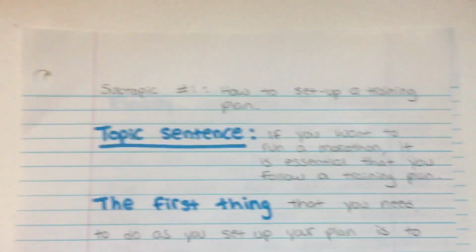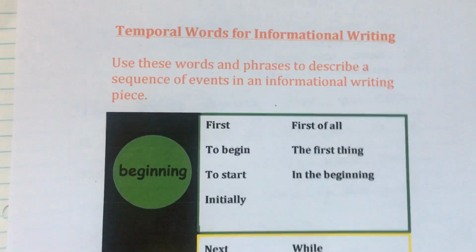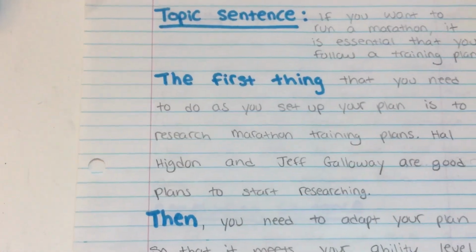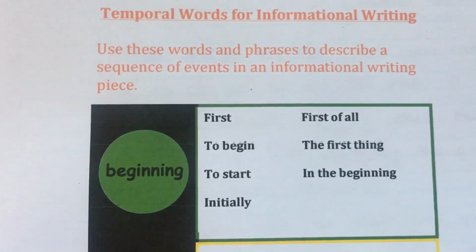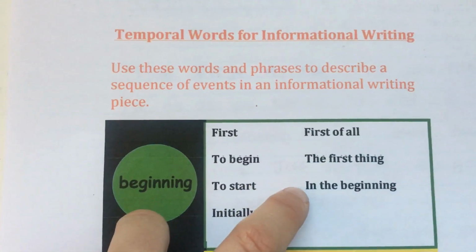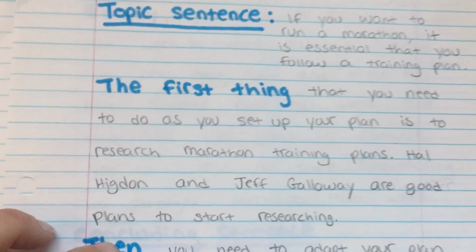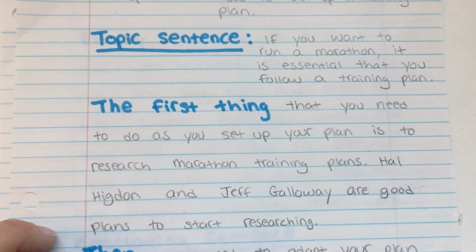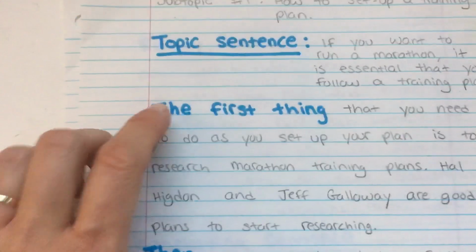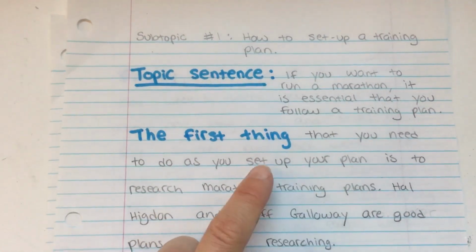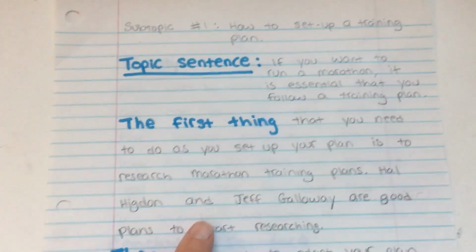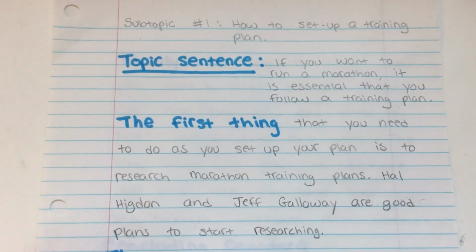After you've written your topic sentence, you're ready to use your temporal words to describe the process for this how-to section. So some words that you might use in the beginning or to start your how-to is first, to begin, to start, initially, first of all, the first thing, or in the beginning. So I picked the first thing that you need to do as you set up your plan is to research marathon training plans. Hal Higdon and Jeff Galloway are good plans to start researching. So as you can see in this paragraph, I start with a temporal phrase, and then I explain what that first thing is that you should do, and then I tell you a bit more about that first thing. I give you some resources to use.